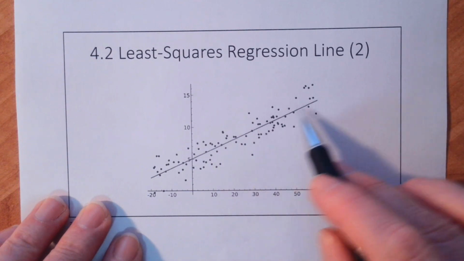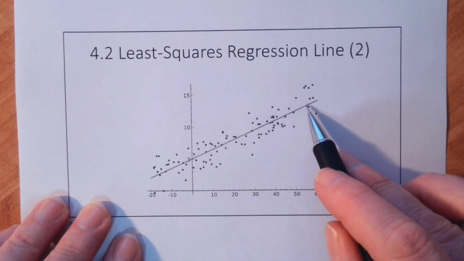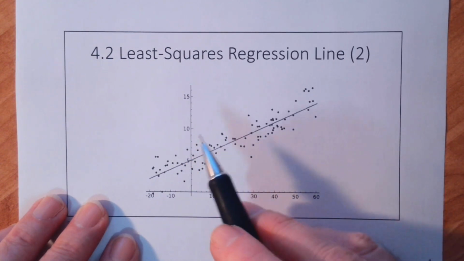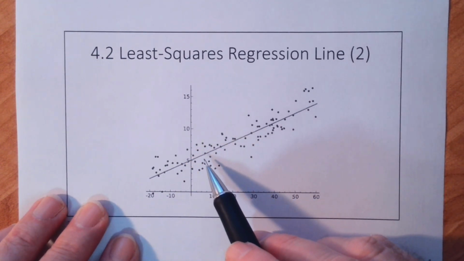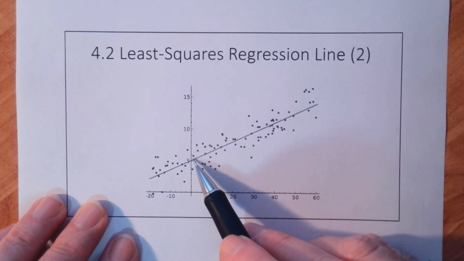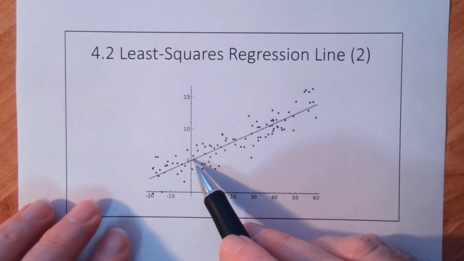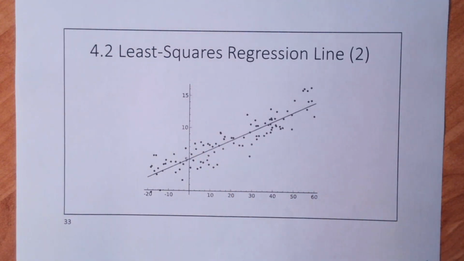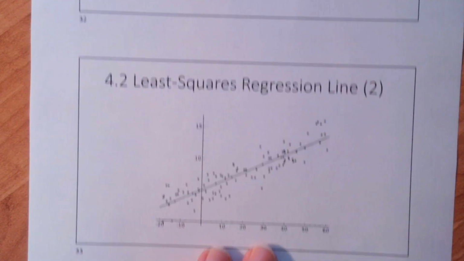So you can see it seems to be pretty much in the middle of all our data. And basically what happens when you come up with a least squares regression line is you find the line where these distances from the observations to the line, when you square them, is the smallest. So we're trying to minimize those distances basically. And that's the line of best fit. All right, let's move on to the next slide.